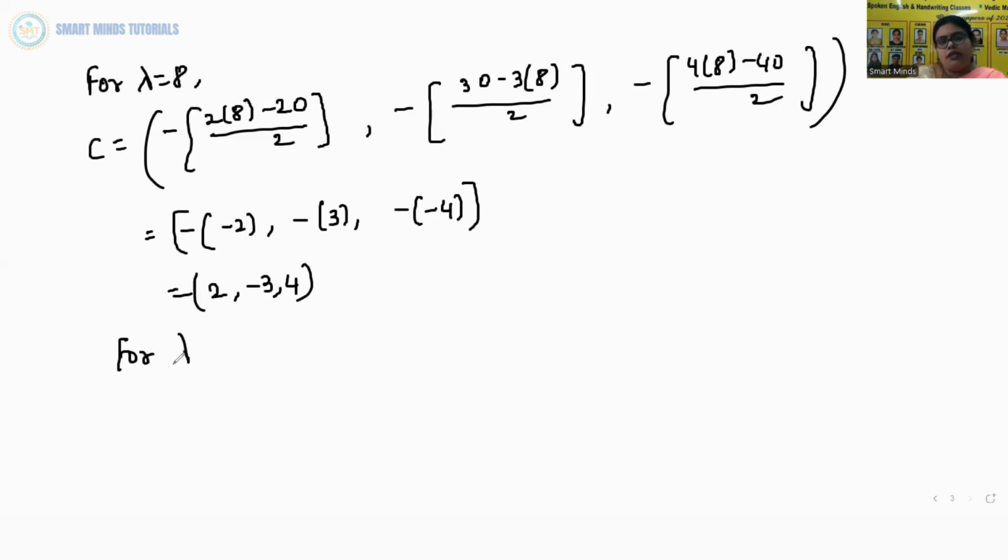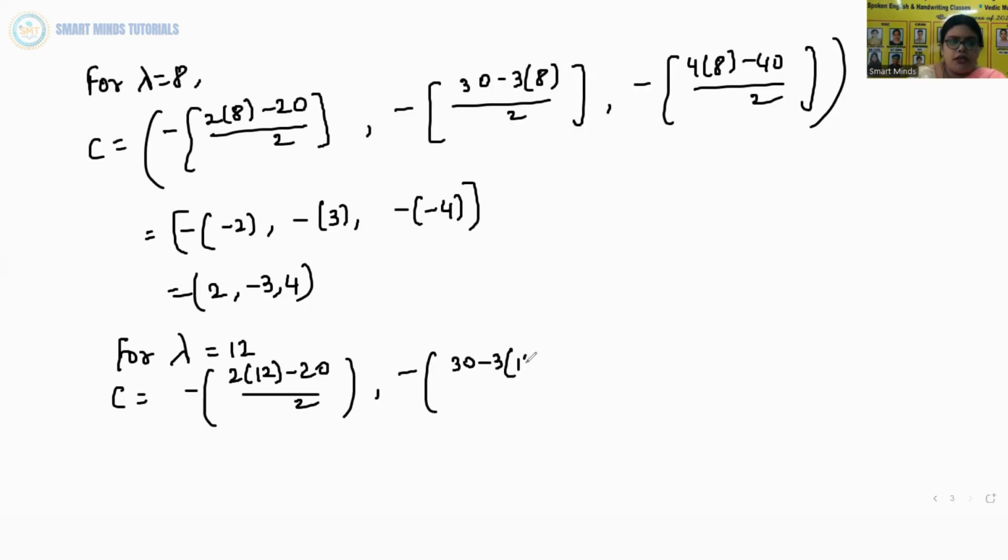Now we need to take the other value of lambda, that is for lambda is equal to 12. Center is equal to minus of 2 into 12 minus 20 by 2, minus of 30 minus 3 into 12 by 2, minus of 4 into 12 minus 40 by 2.